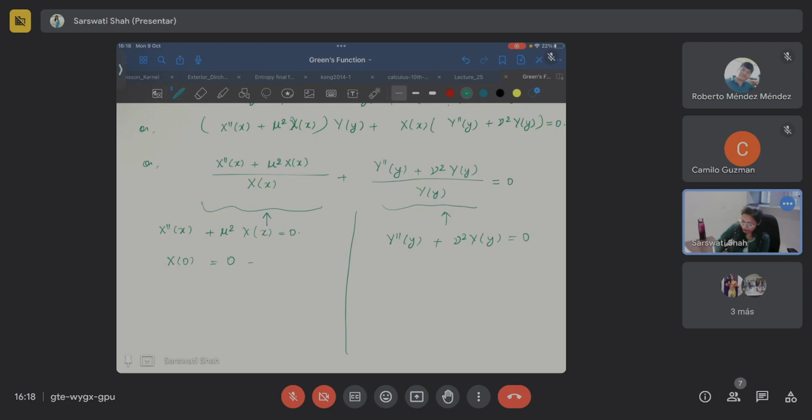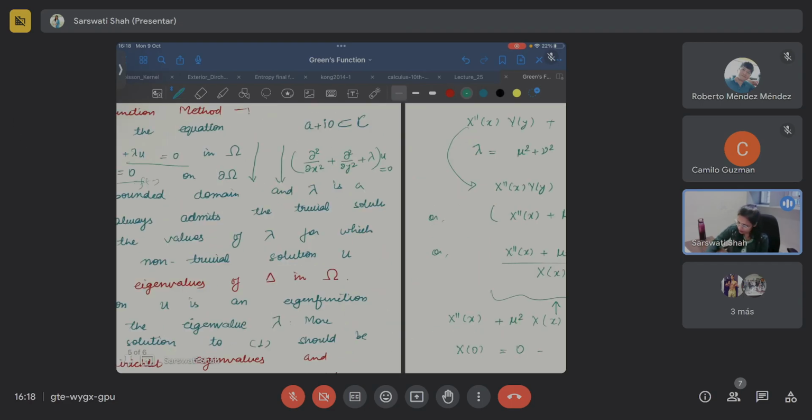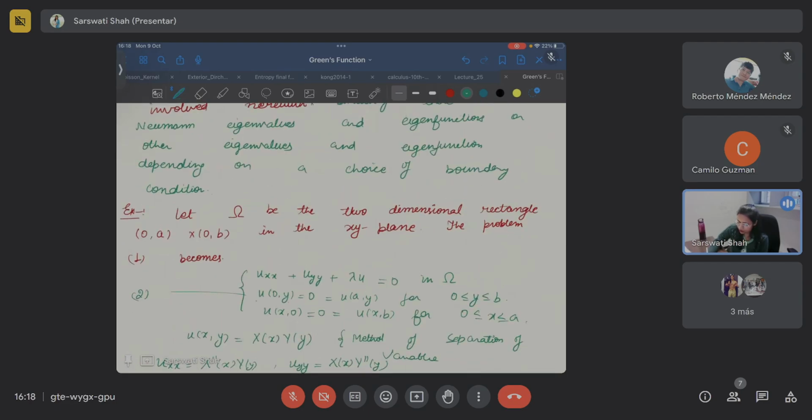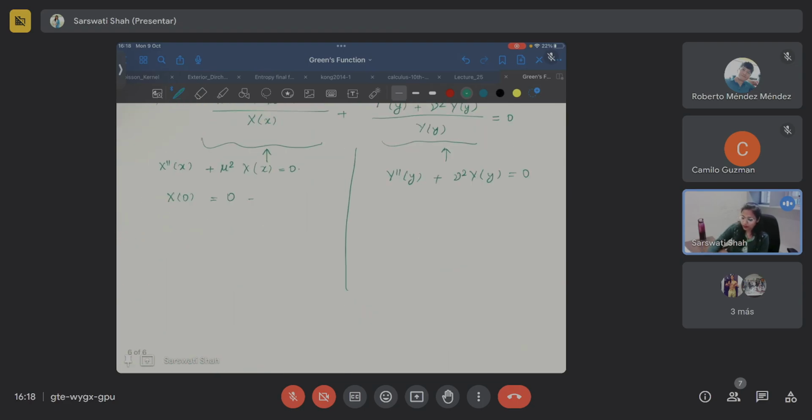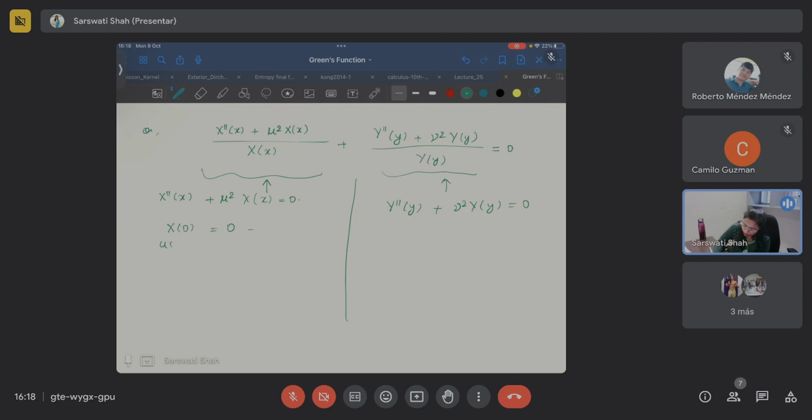Do you remember? Now the boundary condition is given: u of 0 comma y is 0, u of a comma y is 0, u of x comma 0 is 0, u of x comma b is 0. So when you employ the boundary condition u of x comma 0 is 0, it means X of x and Y of 0 equals 0. This is a general function, so Y of 0 is going to be 0. In the same way, on the boundary b, it is going to be 0.